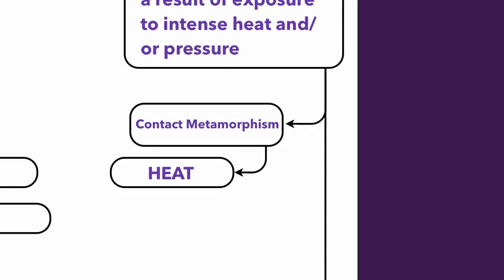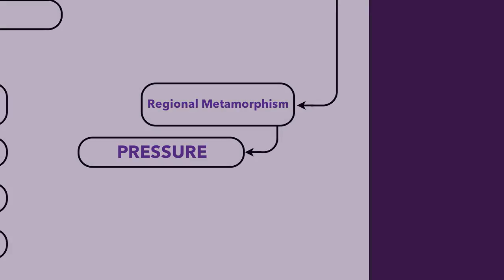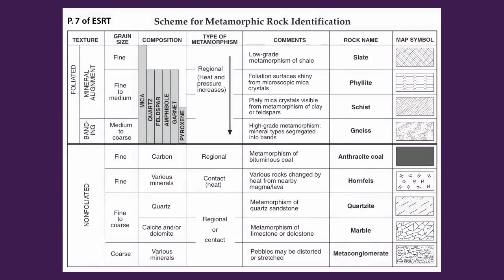Let's go back to our flowchart. So our second type of metamorphism is called regional metamorphism, and this is caused primarily by pressure. Of course, all of this is summarized in your reference tables on the metamorphic rock chart on page 7. And you'll notice type of metamorphism, composition, what minerals are involved, how big the crystals are, whether it has banding or not, the names of the rock, and the map symbols. And of course, we'll learn lots more about this chart in detail in the coming days.